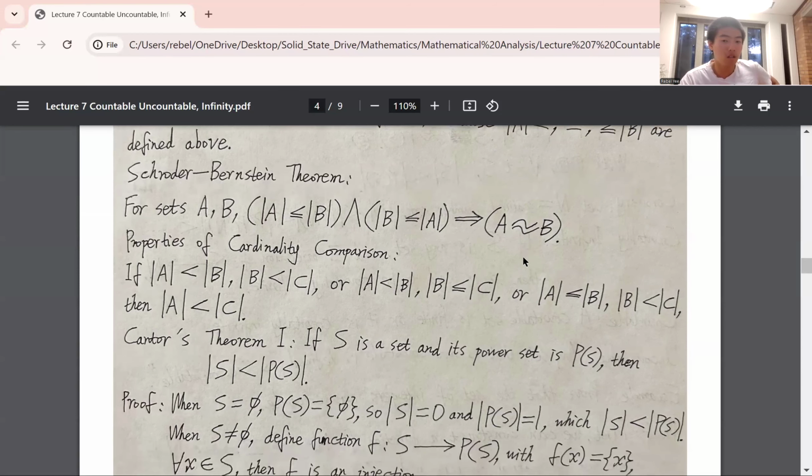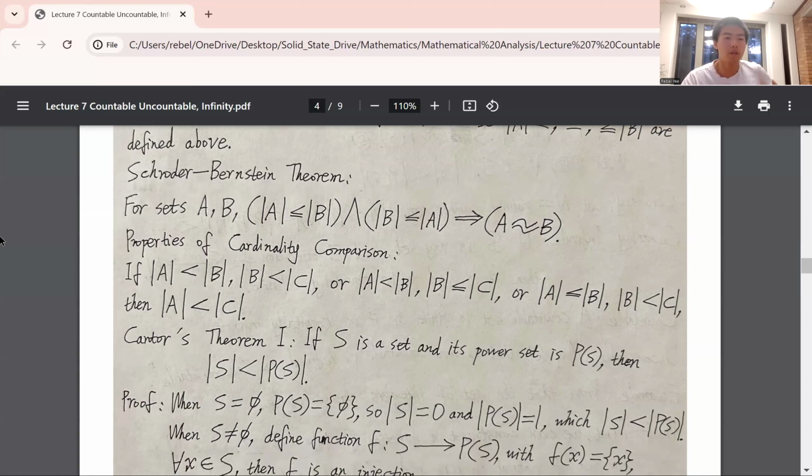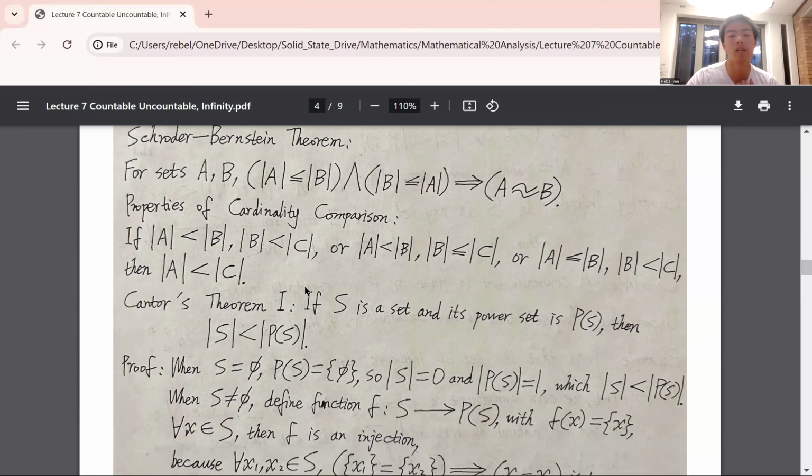This one is very similar to set comparison, like if A is a subset of B, and B is a subset of A, then A and B must be equal. The sets are equal. So this is the SB theorem. And the next one is the properties of cardinality comparison. If A's cardinality is smaller than B's, and B's cardinality is smaller than C's, or one is smaller and another is smaller or equal, then A is strictly smaller than C, and this is a property which is very easy to understand.